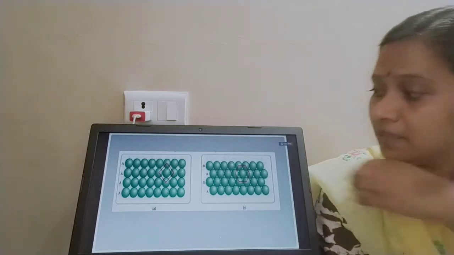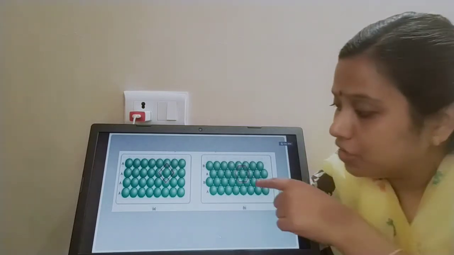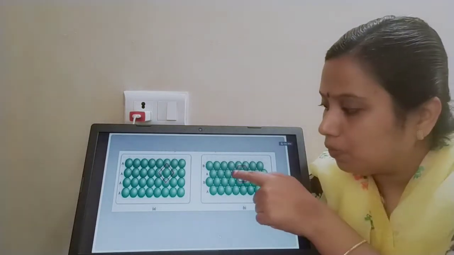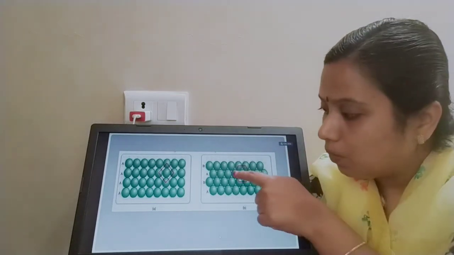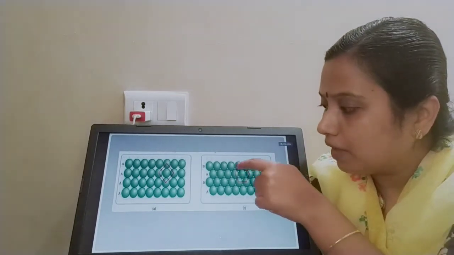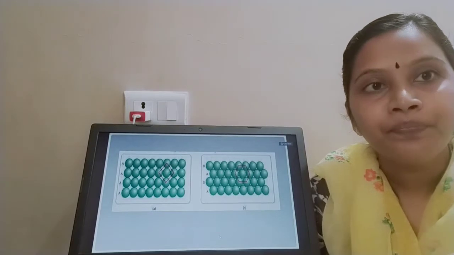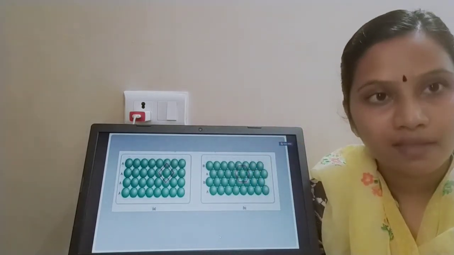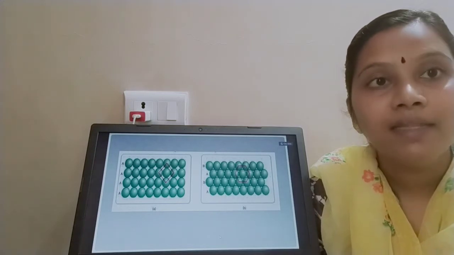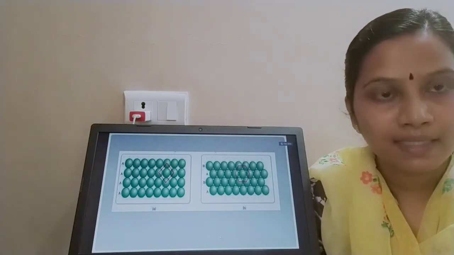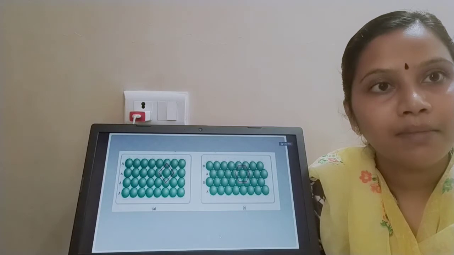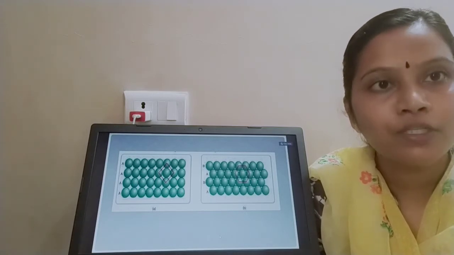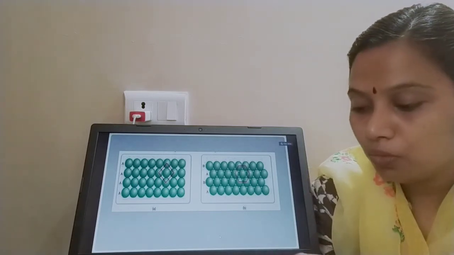In this, see what is the shape here you are getting, children? I am getting a hexagonal shape. Hexagon, 6, right? 1, 2, 3, 4, 5, 6. So when these spheres are adjacent together, close to their neighbors, they are getting the shape of a hexagon. So I am going to call them a hexagonal close packed structure in 2 dimensions.